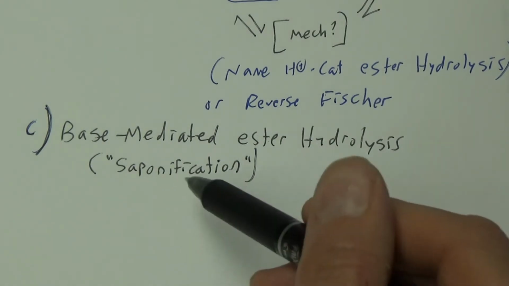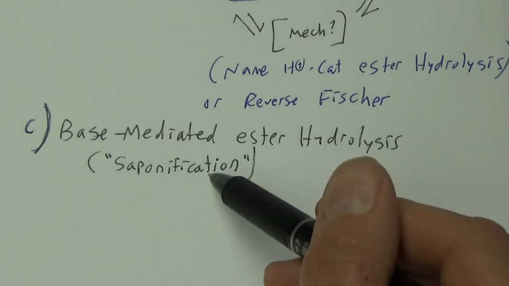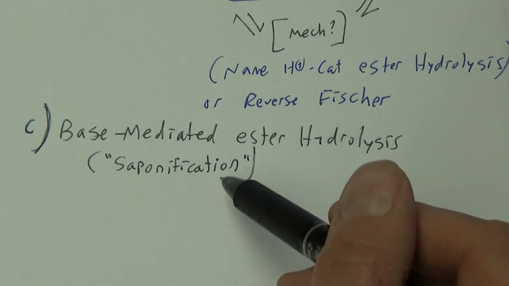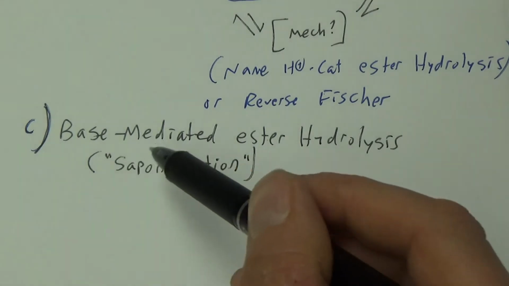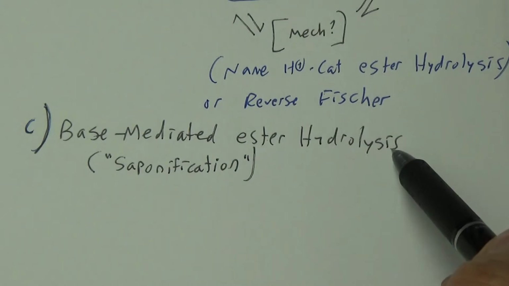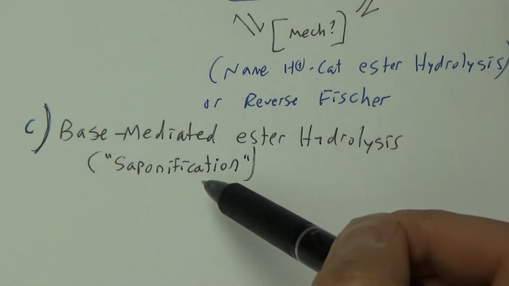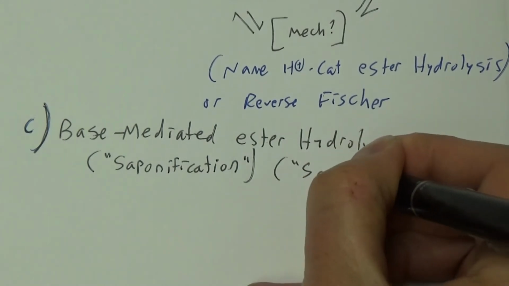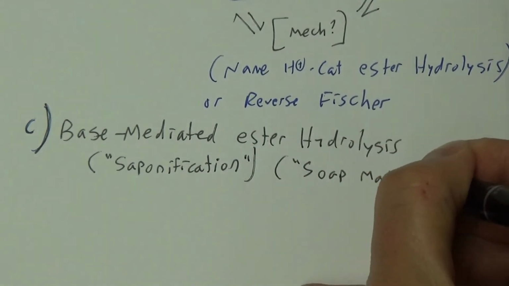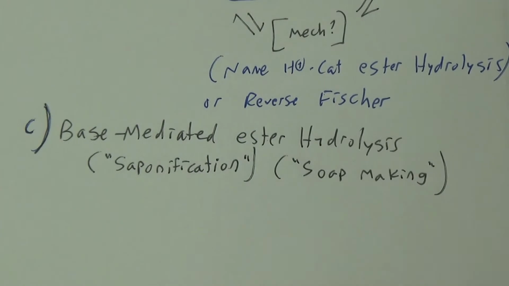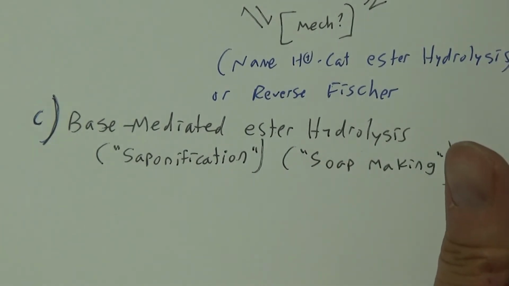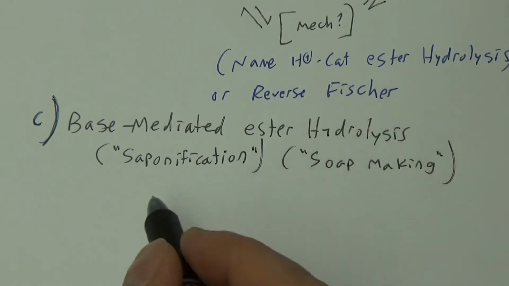We'll see more about saponification, and why we call it that, I think in the next chapter's PowerPoint. So just for now, associate base-mediated ester hydrolysis with the word saponification for soap making. Saponification, or soap making. Cool. All right. Let's see what we got.